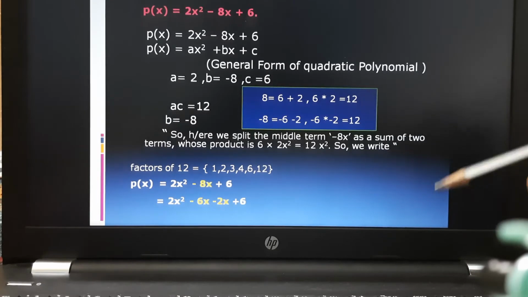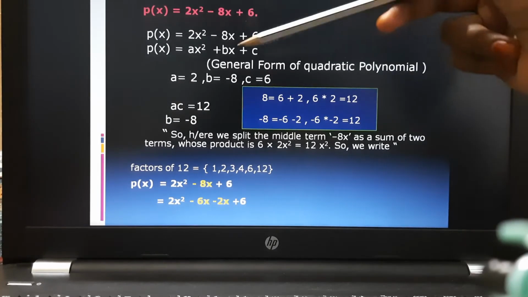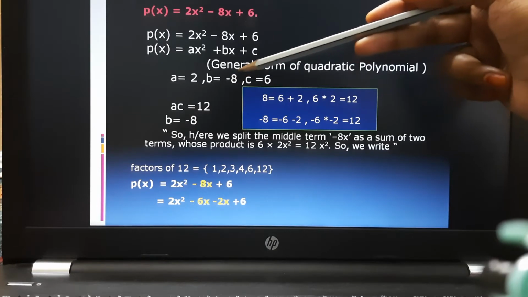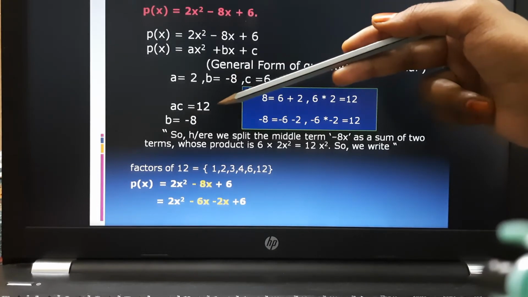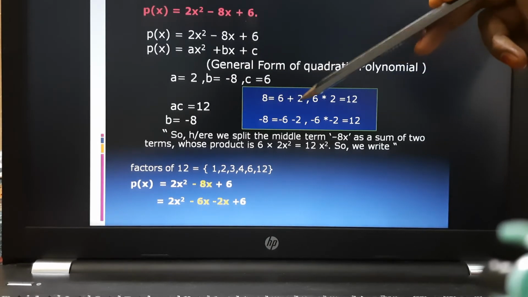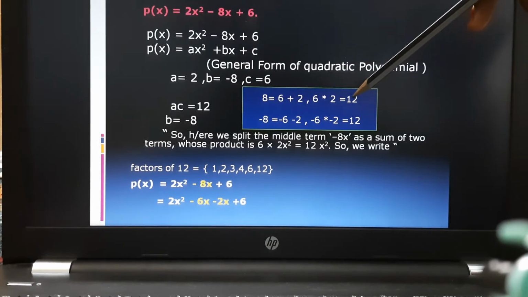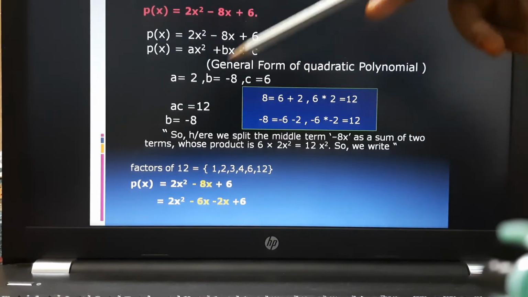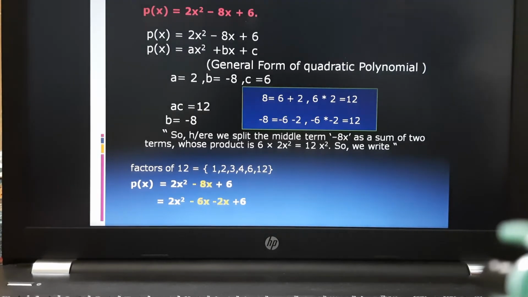Once again I am explaining, just concentrate. We have to split this middle term into two parts, and when we multiply those two parts, the product should be equal to the product of the first and last term. For this we have an easy method. I'll show you.